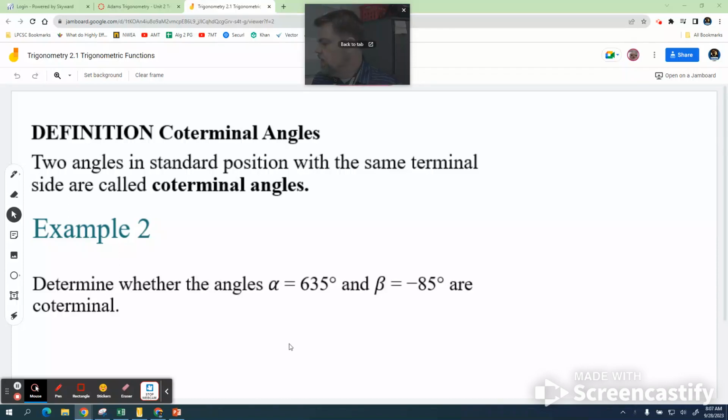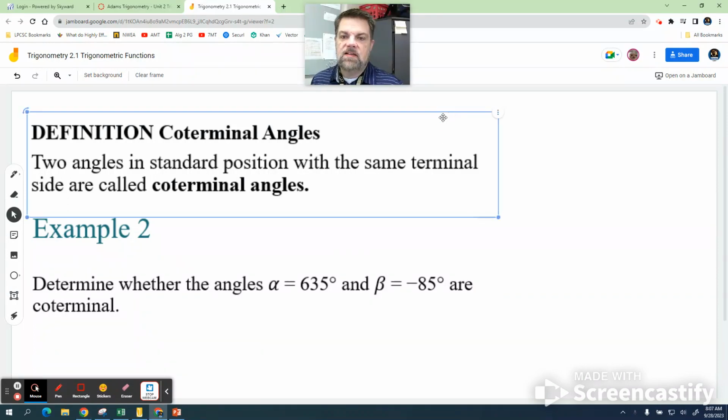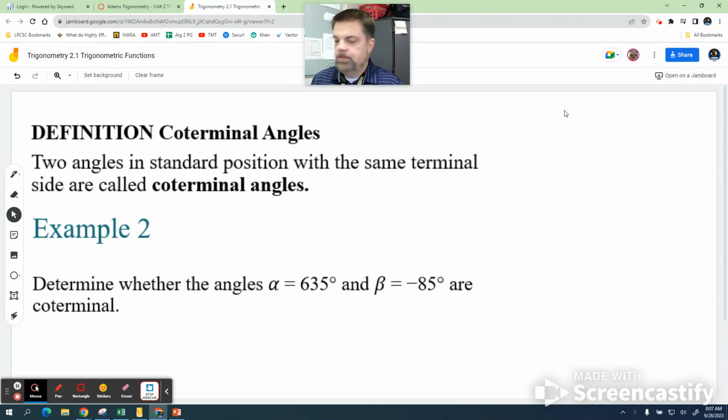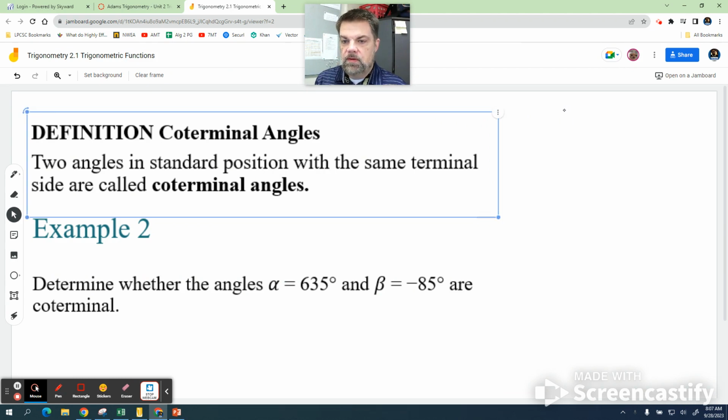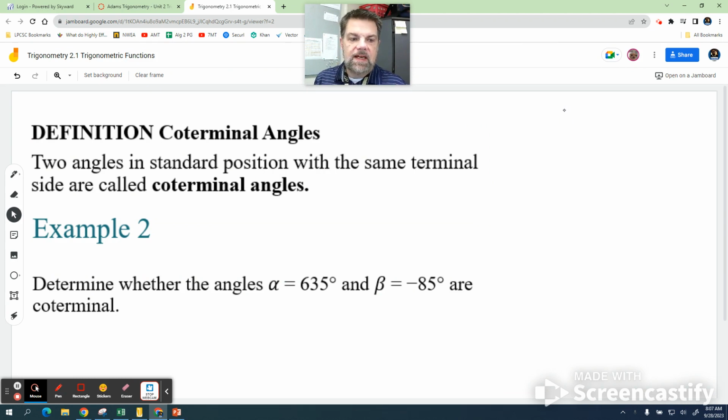All right, so today we're going to talk about coterminal angles. Coterminal angles are basically the root of what we're going to do this year. They're done in a way that's how we form the right triangle. So in trigonometry, we really focus on the coterminal angle.